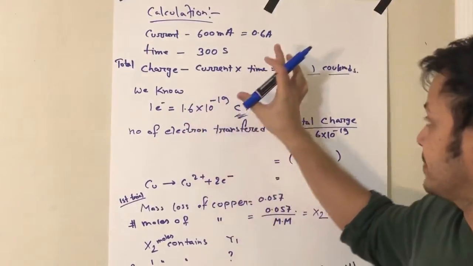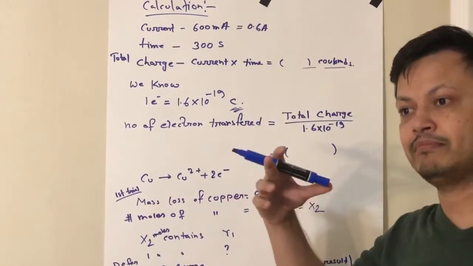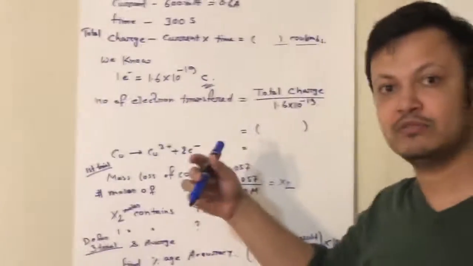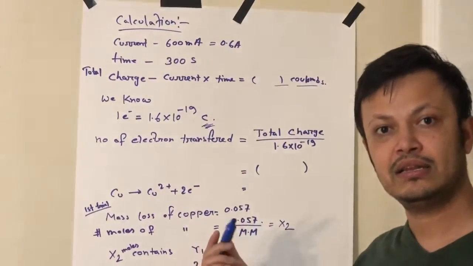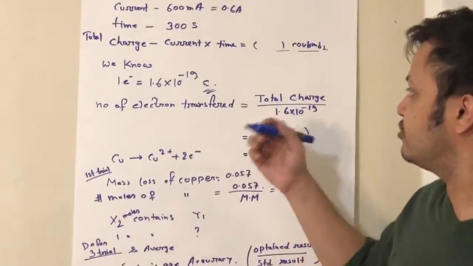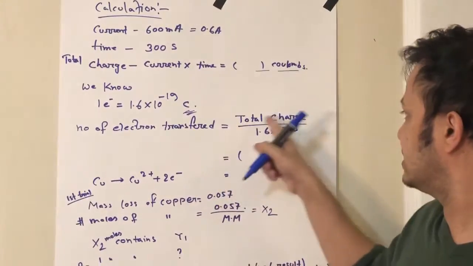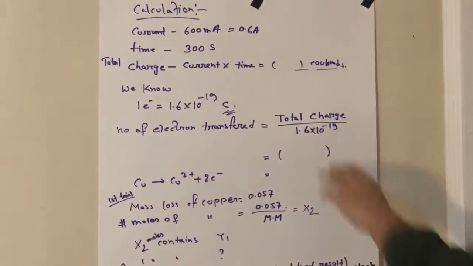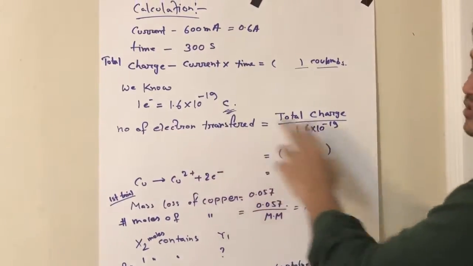So suppose one banana price is $5, but you paid $20,000. How many bananas? You will divide this by this. So the total charge divided by the charge of one electron, then you will get the number of electrons transferred.